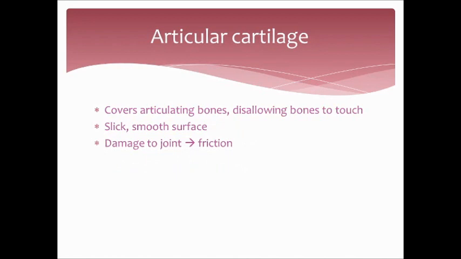There's also articular cartilage that covers articulating bones so that they can't touch. They have a slick, smooth surface, so any damage to the joint will damage the cartilage, which will allow friction between those bones, which could disrupt the periosteum and cause a lot of pain.